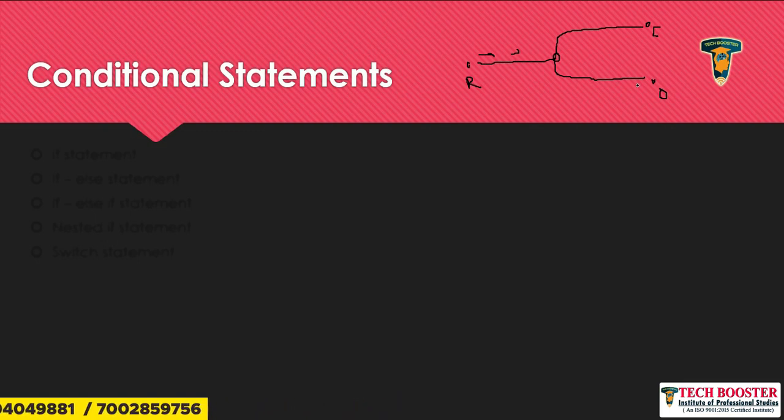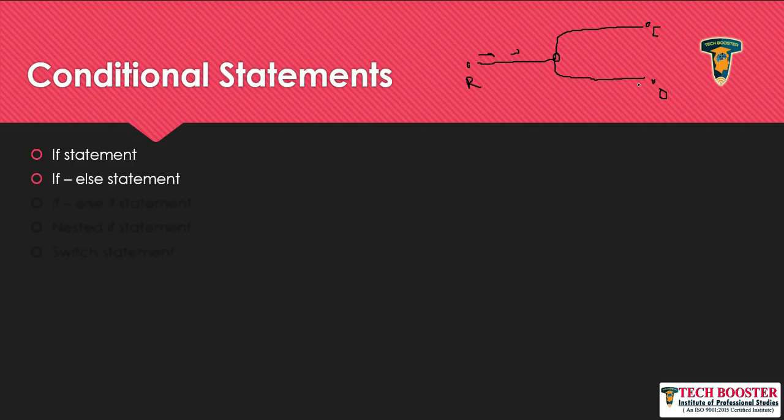Similarly, in the C programming language, there are a few conditional statements. First one is our if statement. We will specially be using this if statement considering only one condition. Then we have our if else statement. This is specially used when we have two conditions. Then we have our if else if statement. This is mainly used when we have more than two conditions.